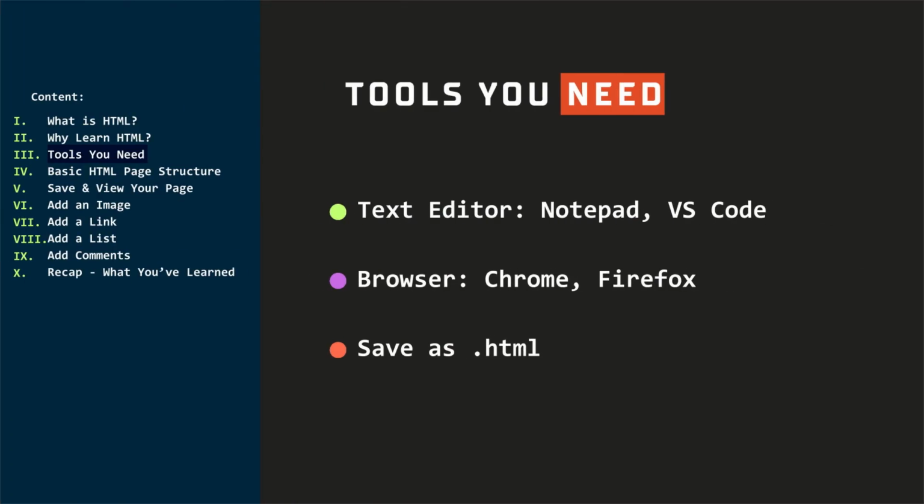What tools do you need? Good news, you need only 2 things, and they are free. First, a text editor. You can use Notepad if you have Windows, or you can download VS Code. That's Visual Studio Code. It's free and very popular. Second, a web browser. Chrome, Firefox, Safari, or Edge. Any browser works. And here's the important part. When you save your file, save it as .html. For example, mypage.html. That's it, just a text editor and a browser.